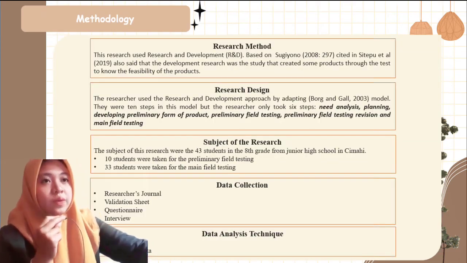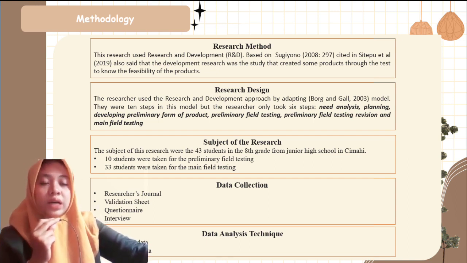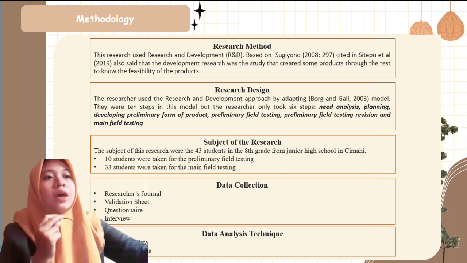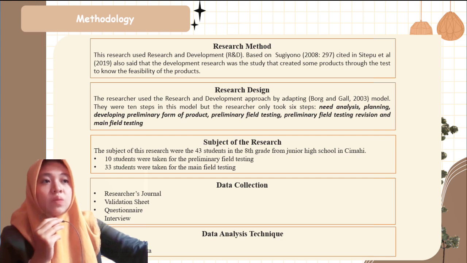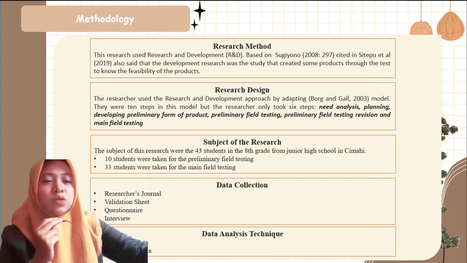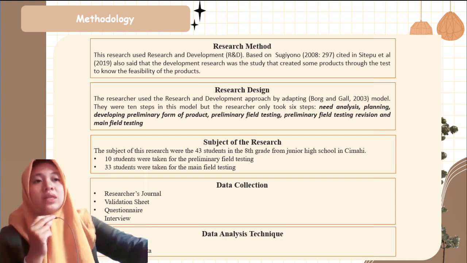So this research used research and development based on Sugiyono 2008, page 297, cited in Sitepu et al. 2019, who also said that development research was the study that created some products through testing to know the feasibility of the products. And then the next one is the research design. The researcher used the research and development approach by adapting Borg and Gale 2003. There were 10 steps in this model, but the researcher only took 6 steps. There are need analysis, planning, developing preliminary form of product, preliminary field testing, preliminary field testing revision, and main field testing.